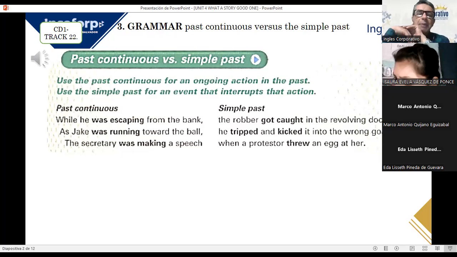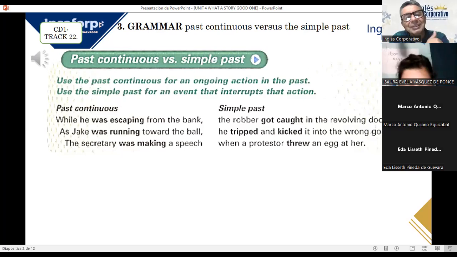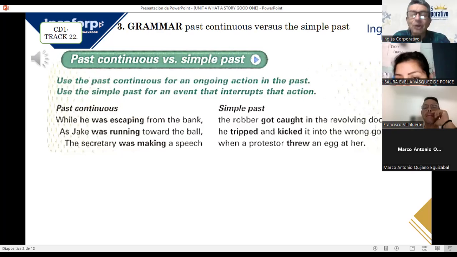Okay, remember that the story was about a robbery, and a thief was robbing a bank or something. So he was escaping from the bank, and what happened to him? He stopped running away from the bank. What happened? The robber got caught in the revolving door. So his escaping was interrupted by another action, okay? So that's the idea. The past continuous is an action that was ongoing, and then there was another action, in the simple past, that interrupted the action before.